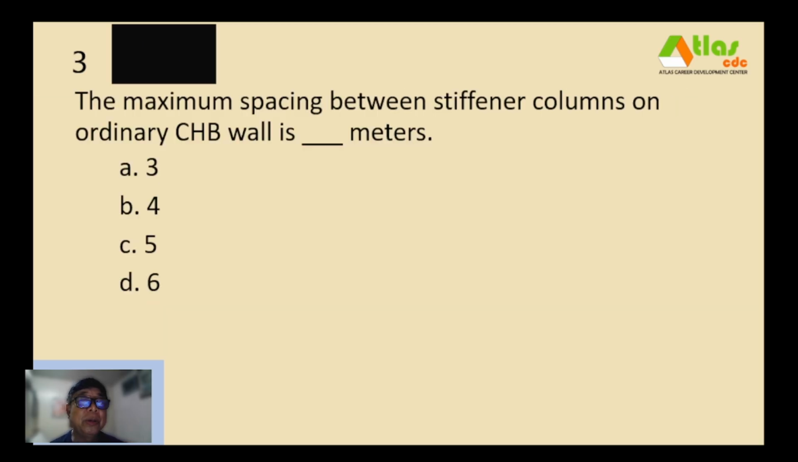So question number 3. The maximum spacing between stiffener columns on ordinary CHB wall is blank meters. A. 3, B. 4, C. 5, and D. 6. So 10 seconds.